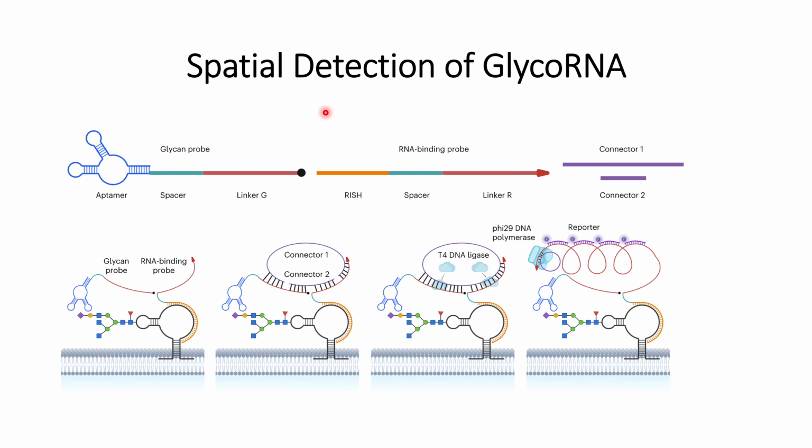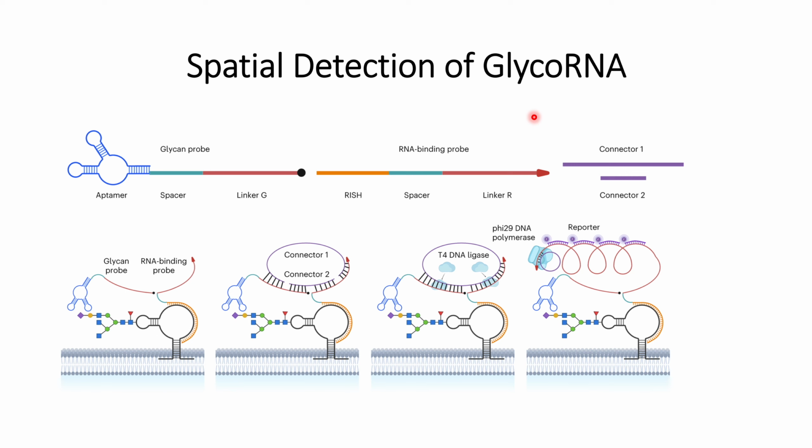In this video, we will discuss a strategy that can help in spatial detection of GlycoRNA. These GlycoRNAs are those RNAs that contain the glycan structures shown here. I have already made a video about GlycoRNAs and how they were detected for the first time.